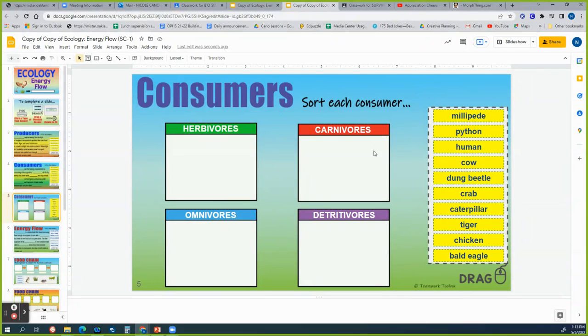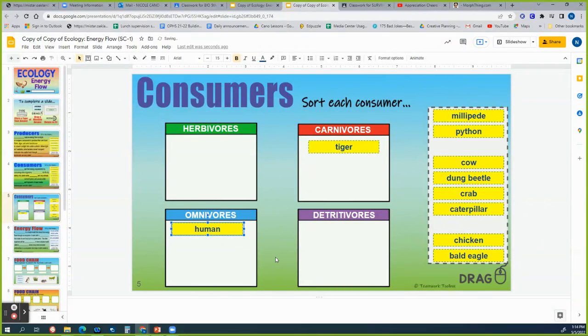So again, you are going to take a look at these and you are going to sort of drag and drop. So for example, I happen to know, of course, that a tiger is a carnivore. So he would go over there. Humans, of course, are omnivores because we eat both meat and plants. I know that cows only eat plant material, so they are herbivores, and a dung beetle is a detritivore. So these four answers actually are correct, so feel free to use them.